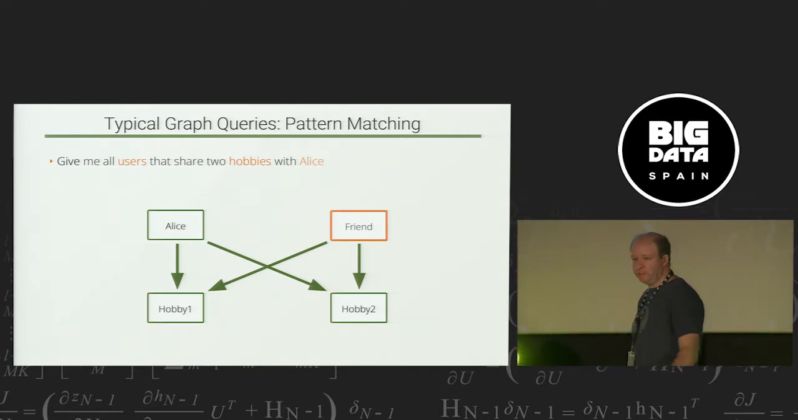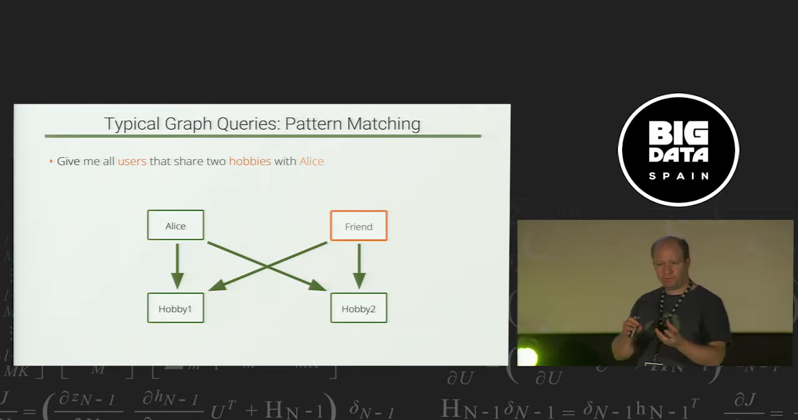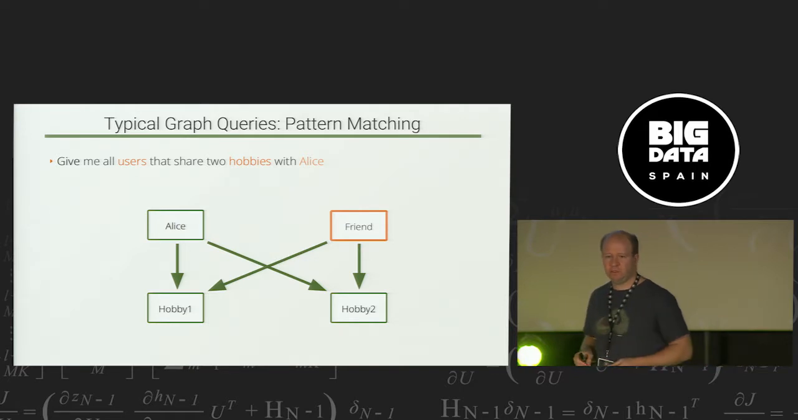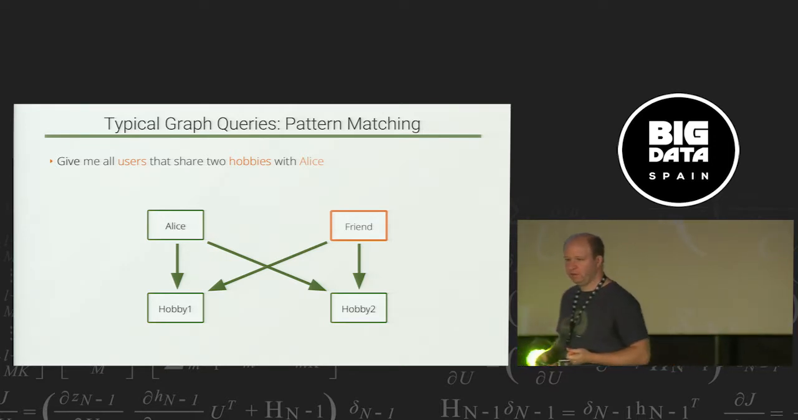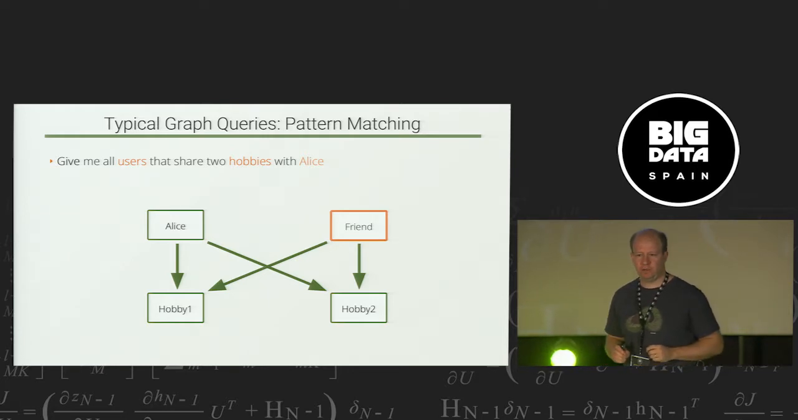Another thing is pattern matching. Imagine, for example, a graph in which some vertices are people and other vertices are hobbies, and there's an edge from, say, Alice to hobby 1 if Alice practices this hobby. Now a sensible question could be, find, starting from Alice, somebody else who shares 2 different hobbies with her.